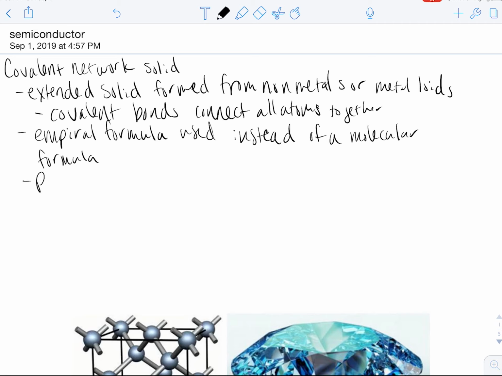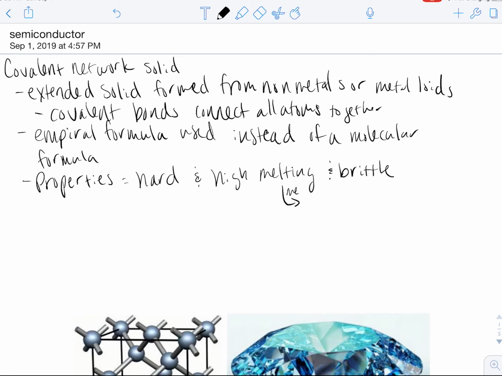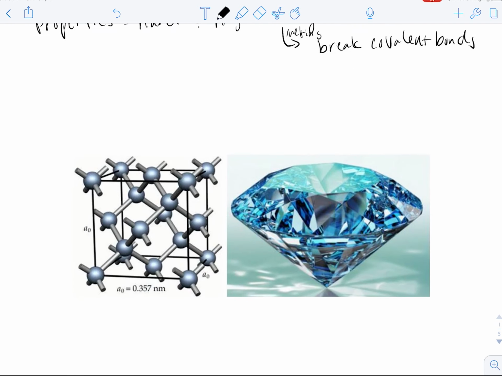So some properties. Because we have a very extended structure, we're usually talking about hard, high-melting substances. And again, this is usually a somewhat brittle substance, but it's very hard, so it's hard to break. And as a note, to melt, we need to break covalent bonds. Not an easy thing to do. So we've got atoms beyond count, with lots and lots of covalent bonds holding it all together in this beautiful structure.